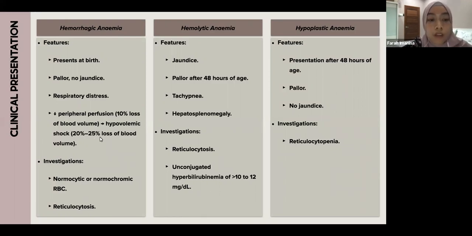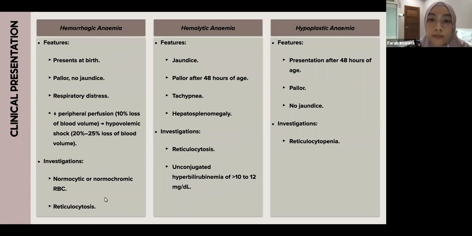Okay. So for investigation, what we can find under hemorrhagic anemia, for example, for acute blood loss, we can find normochromic normocytic anemia. But if it is a chronic case, for example, chronic FMH or chronic twin transfusion, we can see hypochromic microcytic anemia. Okay, and then there will be reticulocytosis, because even though they are losing blood, they are still able to produce more blood.